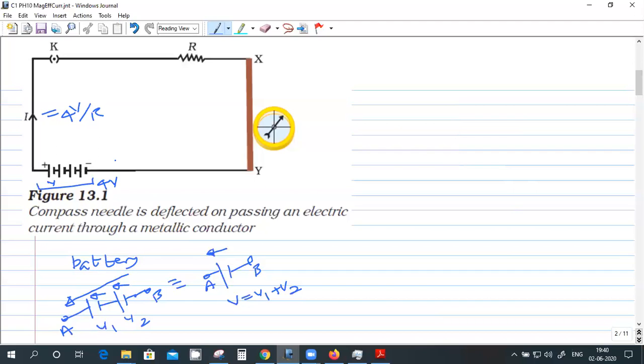Okay. So there is a resistor here, and then there is this wire, a metallic conductor. And what is this thing here in yellow? A compass needle? Yeah, a magnetic compass. So what does it do? It detects if there's a magnetic field. If there is a magnetic field, then the needle will deflect. And what is a needle made of?